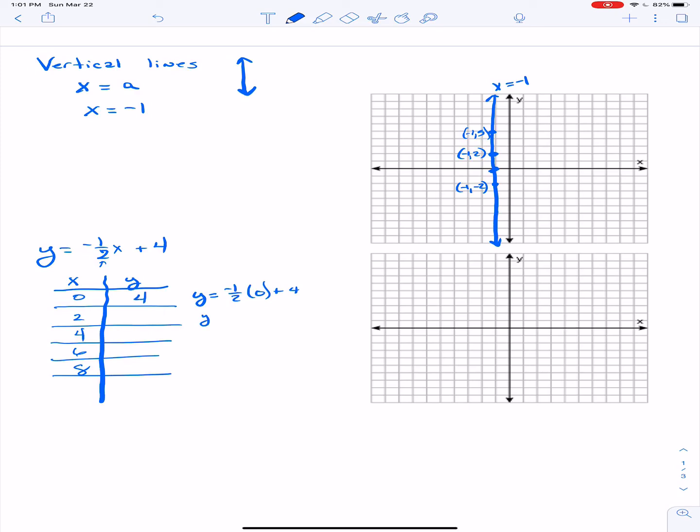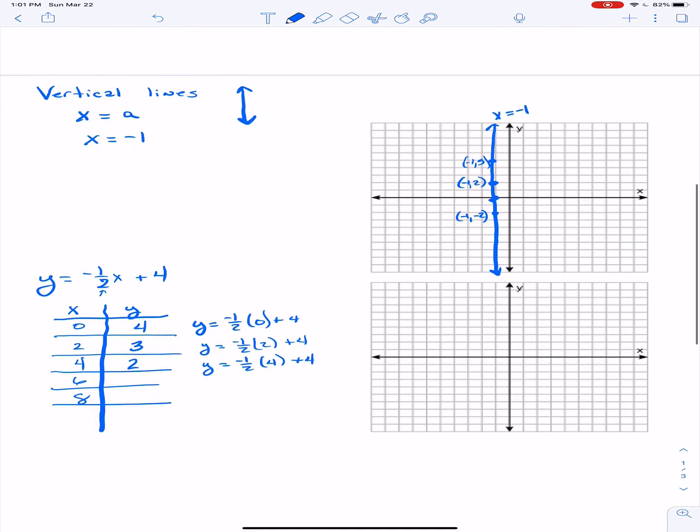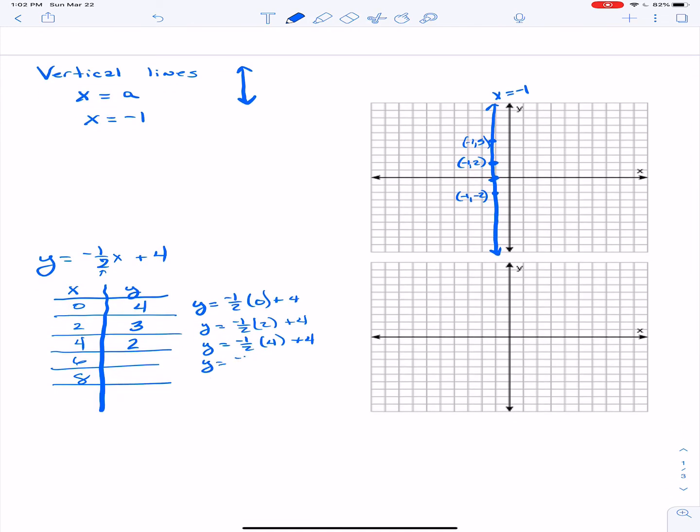So now y equals negative 1/2 times 2 plus 4. Well, negative 1/2 of 2 is negative 1, plus 4 is going to give me 3. Then I'm going to go y equals negative 1/2 of 4 plus 4. Well, negative 1/2 of 4 is negative 2, plus 4 gives me 2. And so I'm going to keep doing this. y equals negative 1/2 of 6, which is negative 3, plus 4, which is going to give me 1. And then y equals negative 1/2 of 8 plus 4, which is going to give me 0.